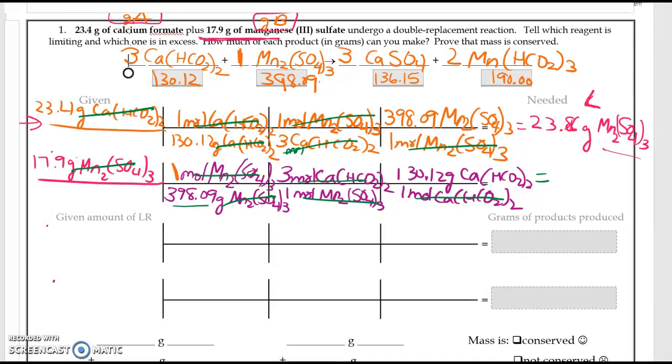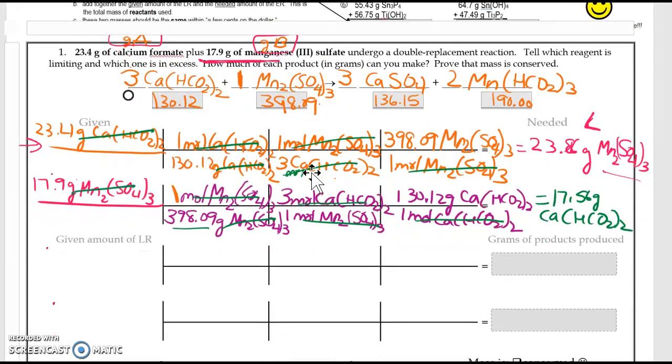So once you get done with the calculation, make sure you plug them in as you see it. 17.99 divided by 39.09, 398.09, multiply by 3, multiply by 130.12, and you should get 17.56 grams of CaCO2. So the way to make sense of this is, for 17.9 grams that I've given you in the question for manganese 3 sulfate, you only need 17.56 grams of the other reactant. But I've given you extra 23.4. So this is the excess.